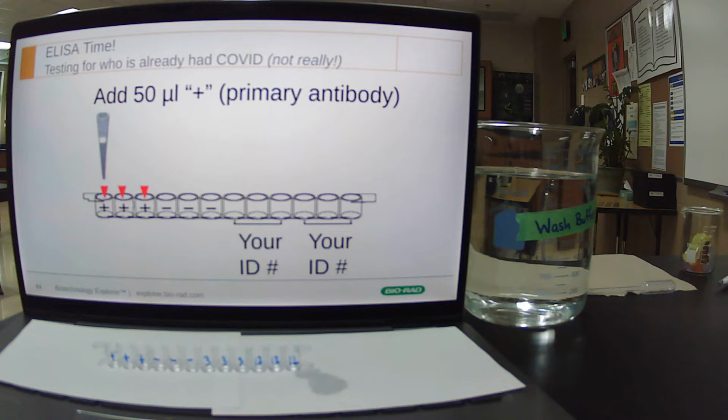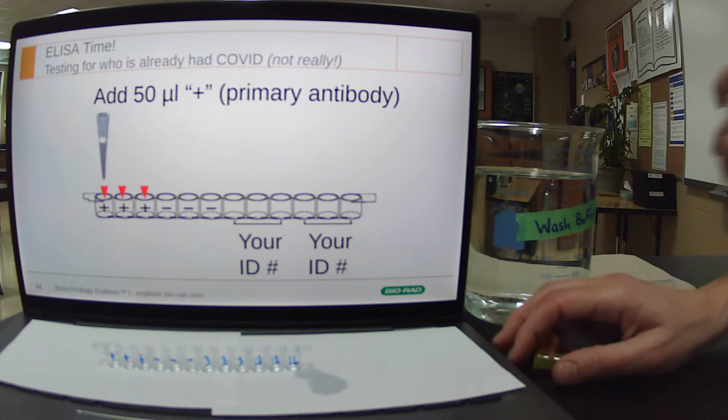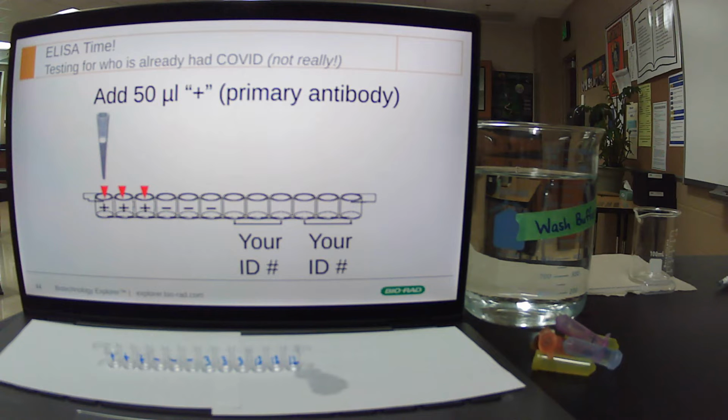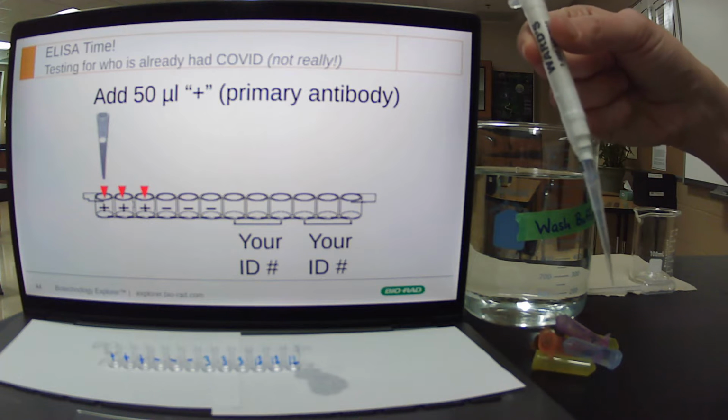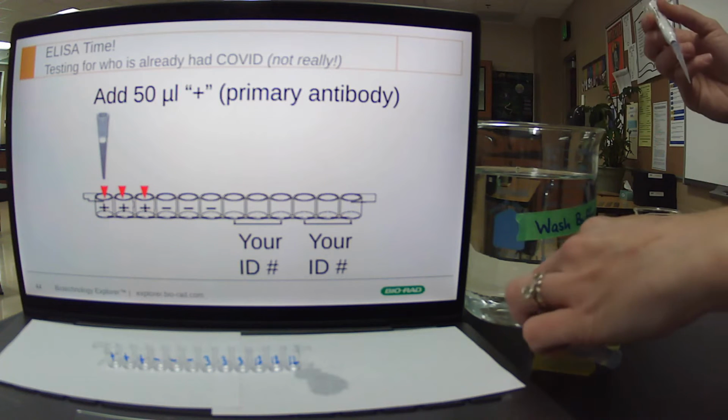So now what we want to do is add our samples in, because the point of this is to test and see whether the samples have the antibodies that we need. So our first sample that we're going to add is actually our positive control. For these, I'm going to be using a micropipette, that's this little tool right here, with a clean, sterile tip on it for each sample.